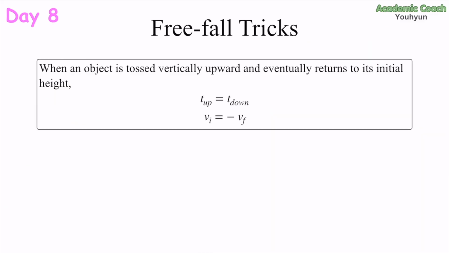Next, there are two more free fall tricks that will be very, very useful. This time, imagine that you toss an object vertically upward, and after it hits max height, it comes down and returns to its initial height. This is how its motion diagram looks.